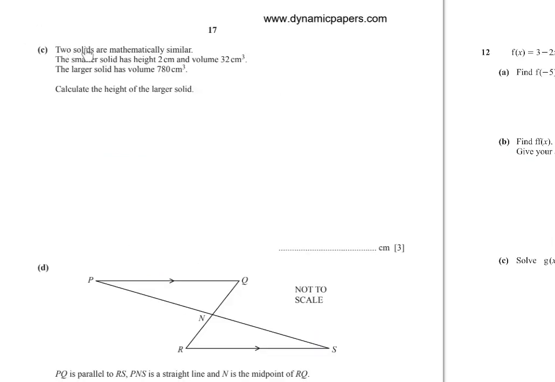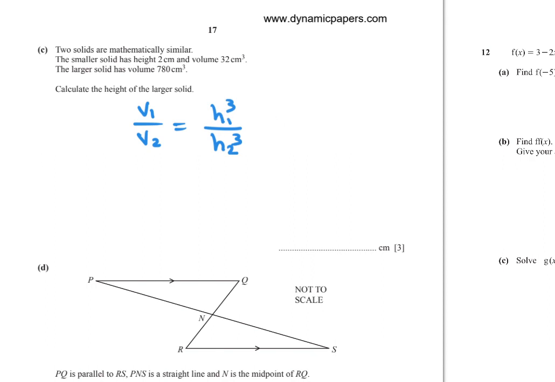Now see, two solids are mathematically similar. The smaller solid has height 2 cm and volume 32. The larger solid has volume 780. Calculate the height of the larger solid. We have a rule: if the two solids are similar, the ratio between volumes V1 over V2 equals height 1 to the power 3 over height 2 to the power 3. So the ratio between their volumes equals the cube of the ratio between their sides.